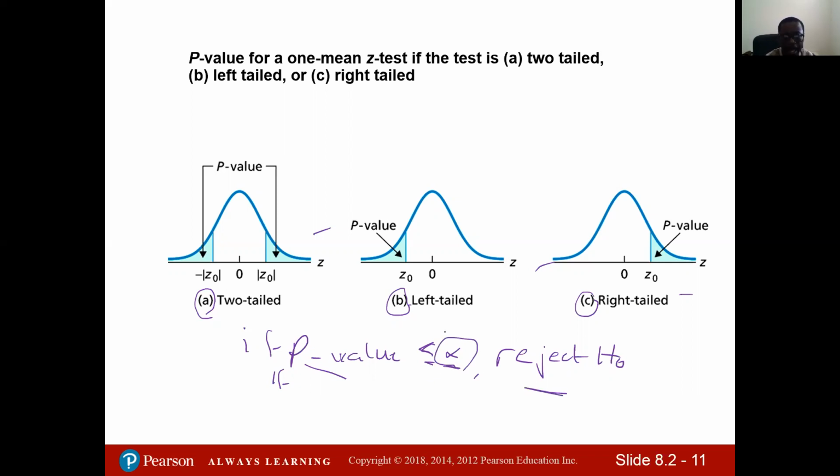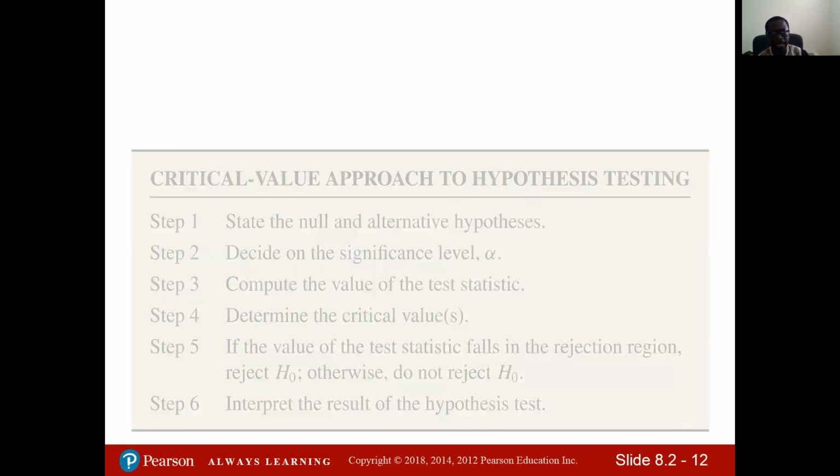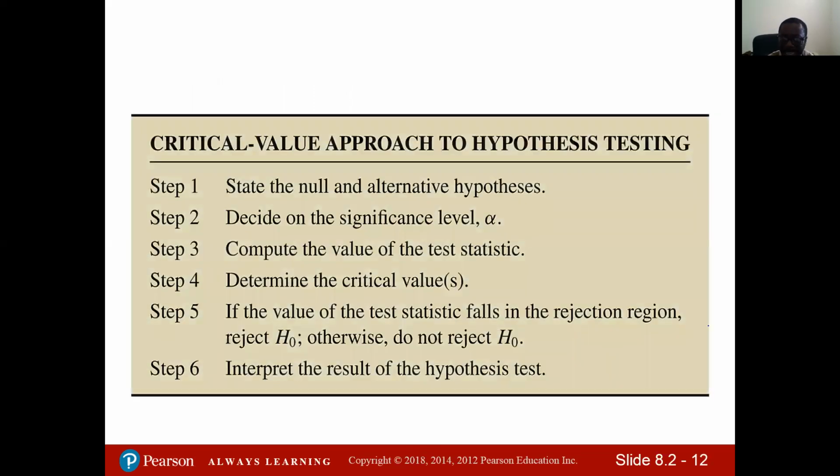Now, if you use the critical value method or approach, the first 3 steps are the same as I mentioned in my previous video, but your 4th step is different. Here you have to determine your critical value or values. The critical value is 1 if it is either a left tail or right tail, but it's 2 if it is a two-tailed test.